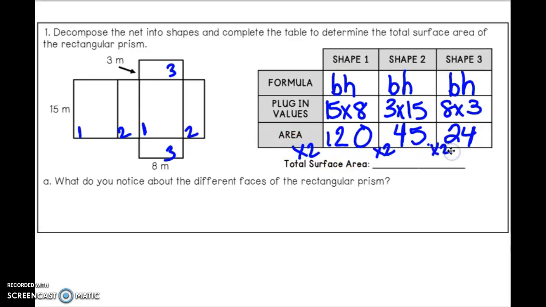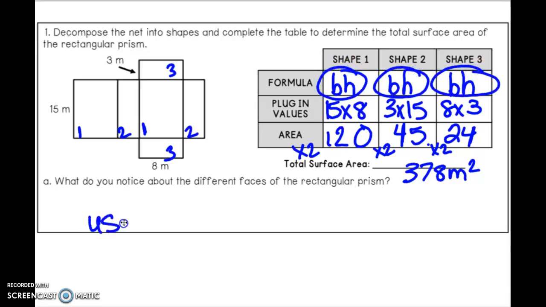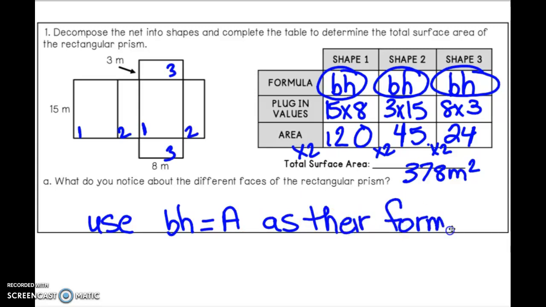Times 2. And when we do all that, we get 378. And again, these are meters squared. So, what do you notice about the different faces of the rectangular prism? Well, every one of them uses base times height as their formula. So they're all rectangles. We just had to use the different dimensions.